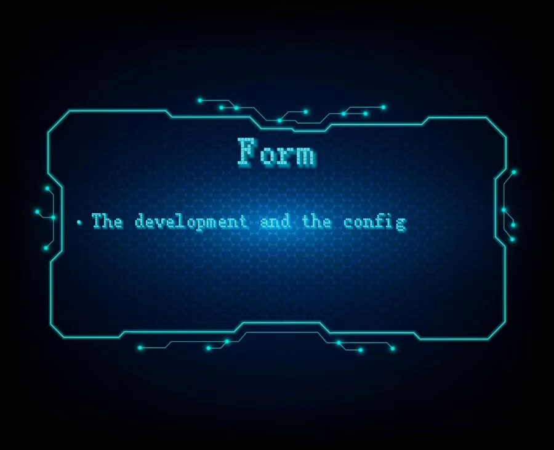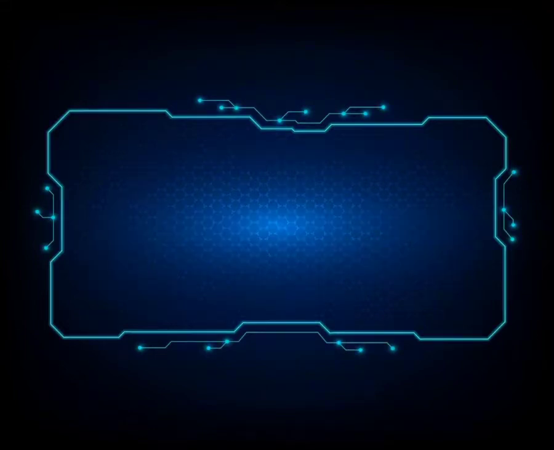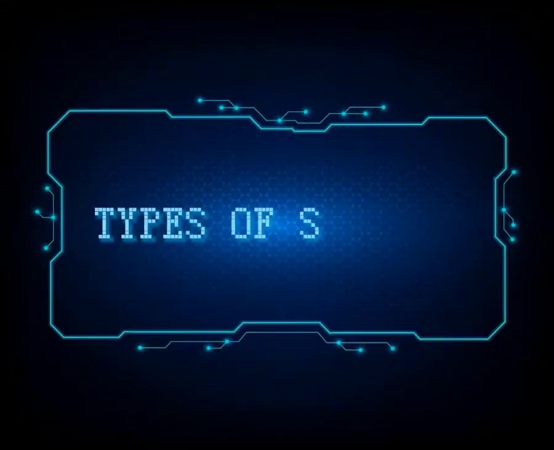Next is the form, the development and configuration of the artwork, how the elements and the medium or material are put together, the how. Form is the visual organization of the artwork, how the artist has used line, shape, value, color, and etc. Next is the types of subject.